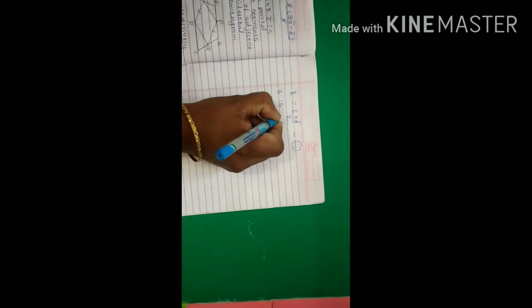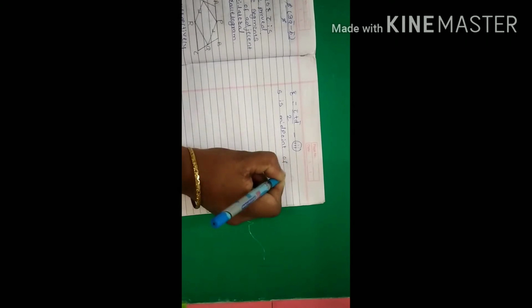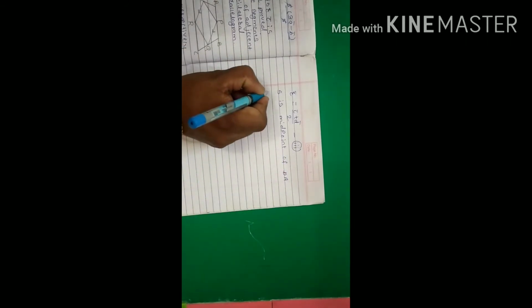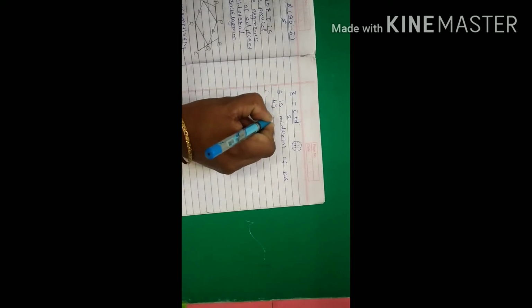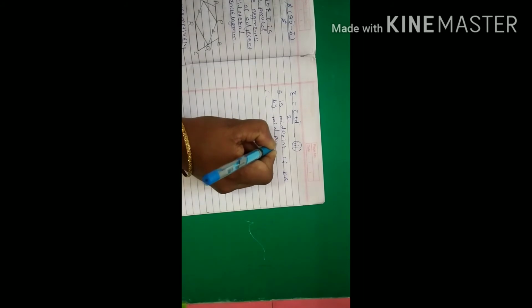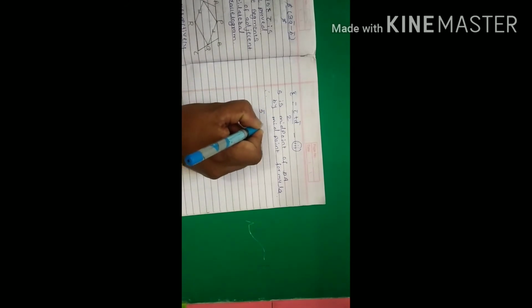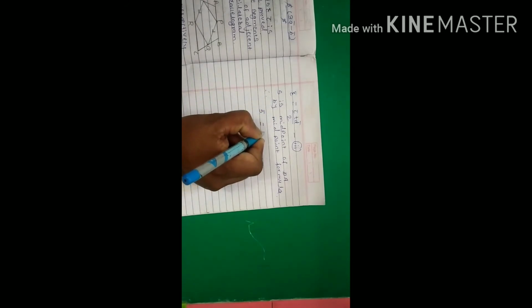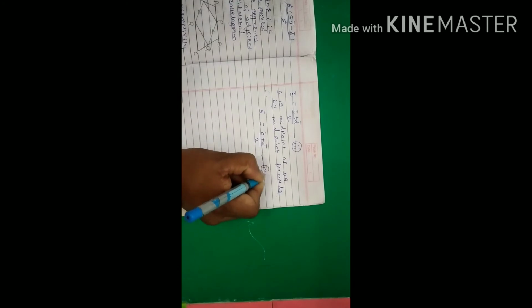Then S is midpoint of line segment DA. Therefore, by midpoint formula, we write here S bar is equal to A bar plus D bar divided by 2. We will give equation number 4.